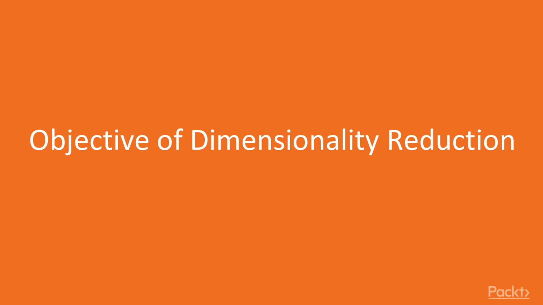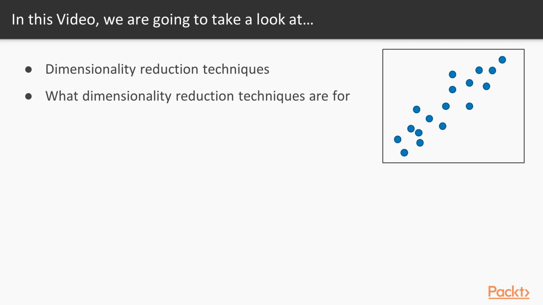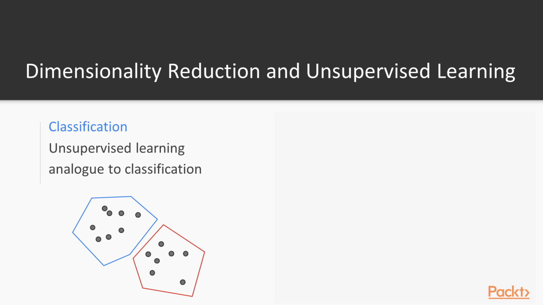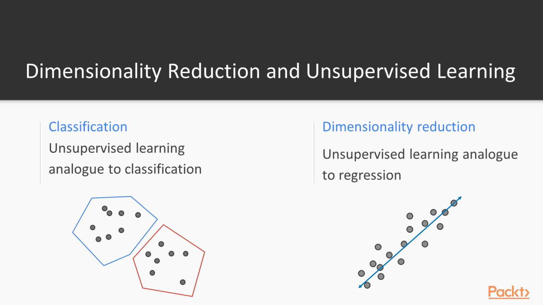Now let's start talking about what we're doing with dimensionality reduction. In this video, I introduce dimensionality reduction techniques as an unsupervised learning method and discuss what the objectives of dimensionality reduction are and what it is used for. Dimensionality reduction is considered an unsupervised learning method since there is no target variable we are trying to predict. The other unsupervised learning method we saw was clustering, which was unsupervised learning's analogy to classification. Dimensionality reduction is the unsupervised learning analog to regression.